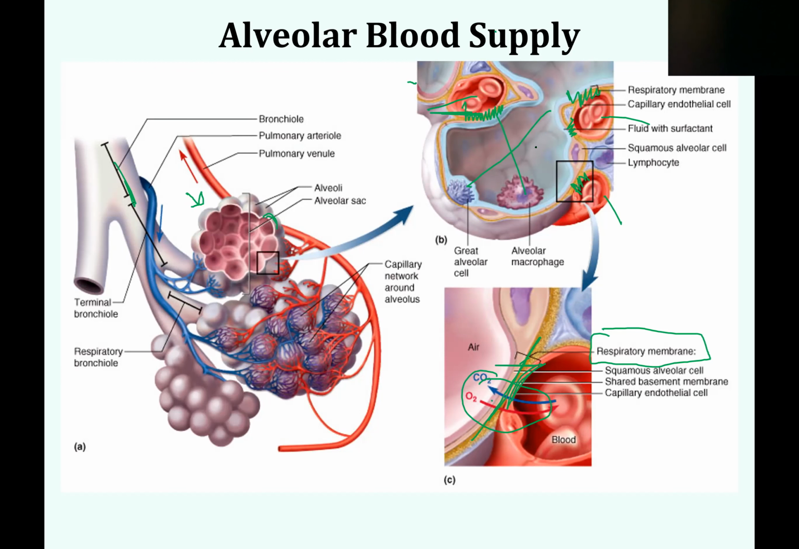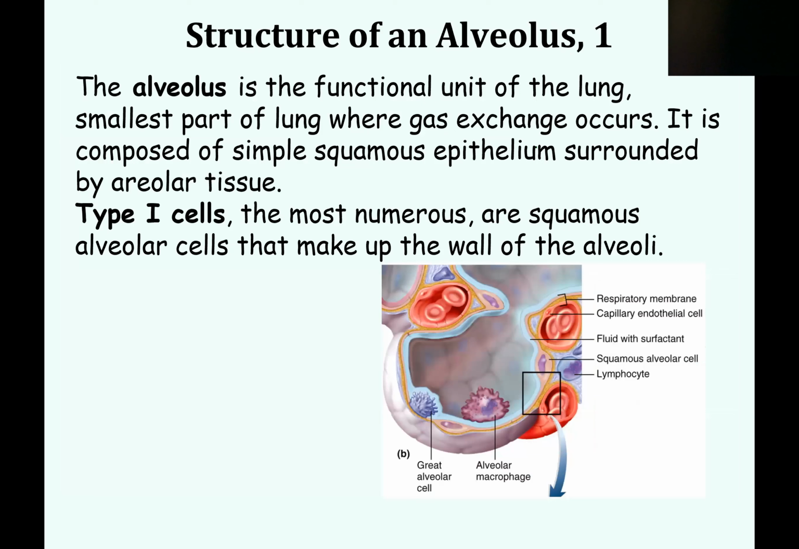All right, so the alveolus is the functional unit of the lung. We used the term functional unit back in the skeletal system with osteon and trabecula. We also use the functional unit in the muscle system for the sarcomere. So it's the smallest part of the lung where gas exchange occurs.